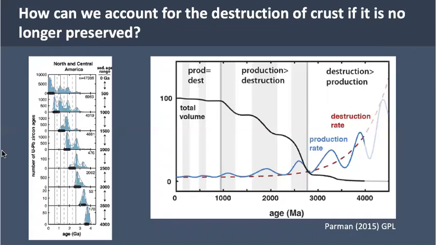Globally, but here's an example from North and Central America, he looked at sediment in 500 million year age bins. So here's sediment from 4 billion to 3.5 billion. We scoot up here to 1 billion to 500 million years ago. For each of these packages of sediment, he looked at the detrital zircon uranium-lead age distribution, so just the age of crust that was weathered into these sediments. And you can see that for the oldest rocks, it's not very complicated.